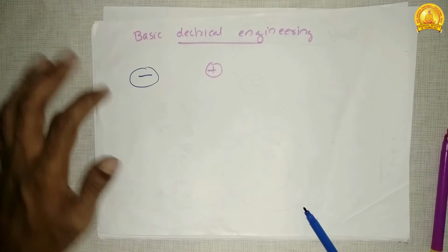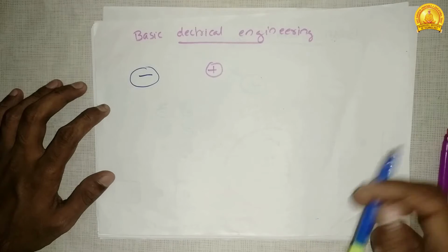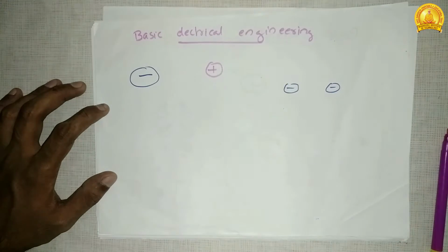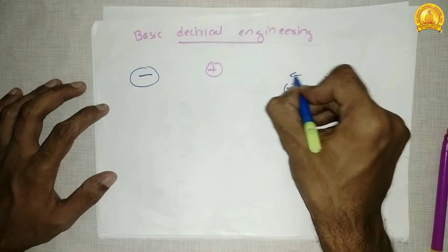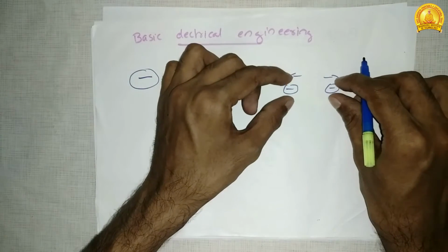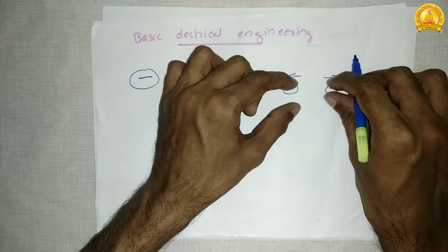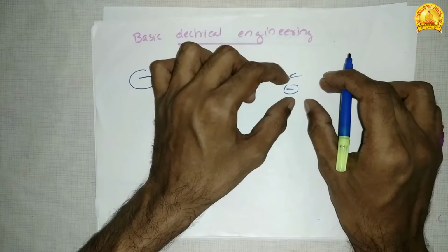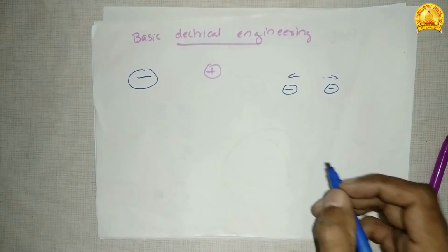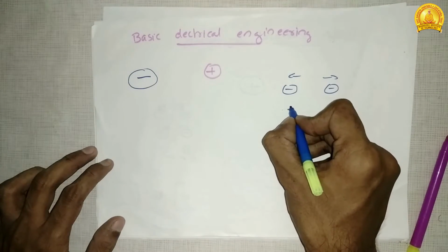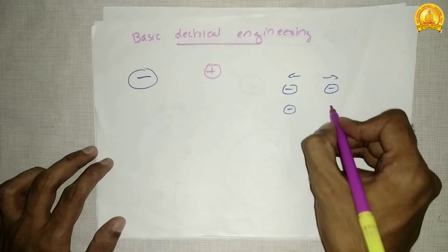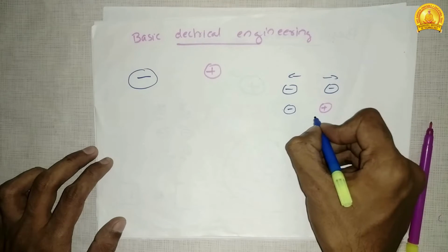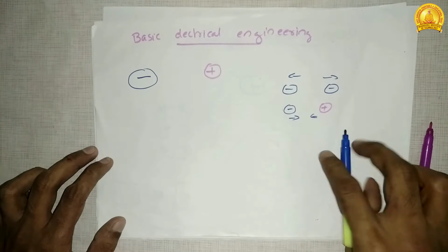So, what are the properties of charges? We know like charges repel each other. If I place two similar negative charges here, they will experience a force which tends to repel each other. If I place a negative charge and a positive charge here, they will try to attract each other.